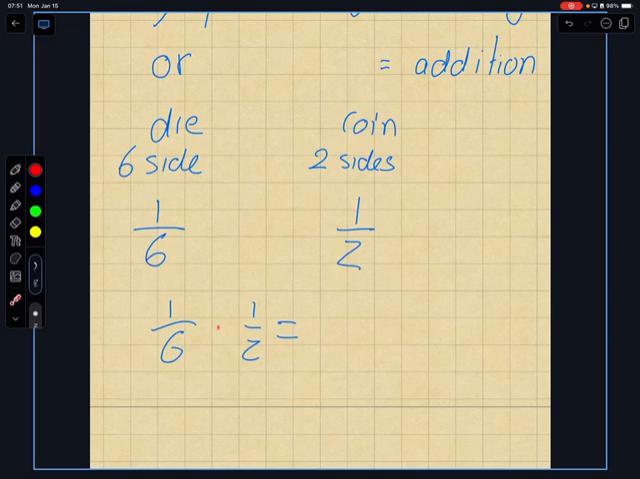So you had to multiply 1 over 6 with 1 over 2, and your answer would have been 1 over 12. So the probability of you winning 5 million by throwing a 6 and throwing tails is 1 over 12. What is that? 0.02 something?